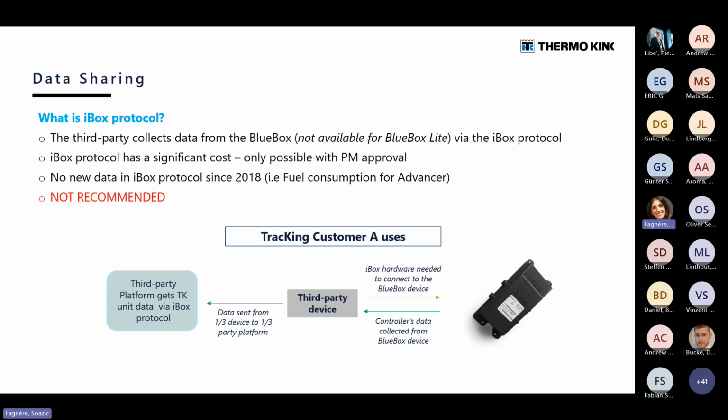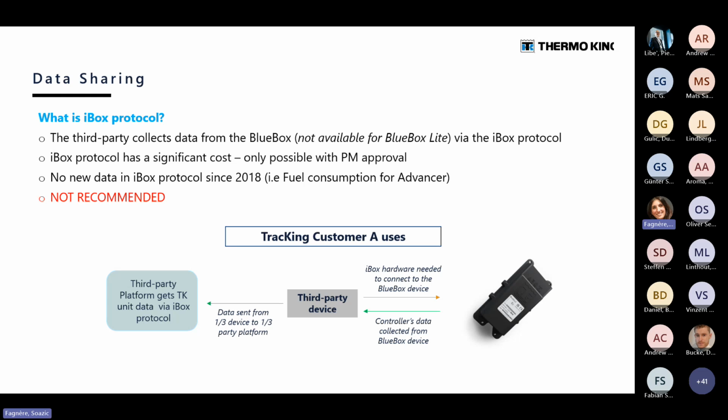Why? Because the iBox protocol hasn't been updated since 2018. So everything we have implemented, like new features and new data on the tracking platform since 2018, for example the fuel consumption data for the Advancer, is not in the iBox protocol. So this is not accessible and visible for the customer on the third party via the iBox protocol. It's only available via the web service integration because, as you do remember, I told you that in the web service integration you can see all data that we have on tracking. All the data are sent out to the third-party platform, which is not the case with the iBox protocol.